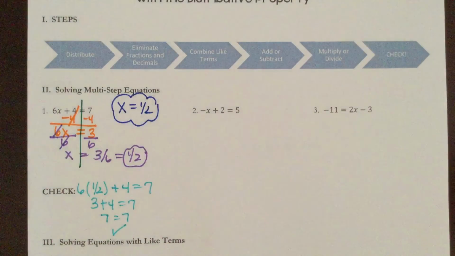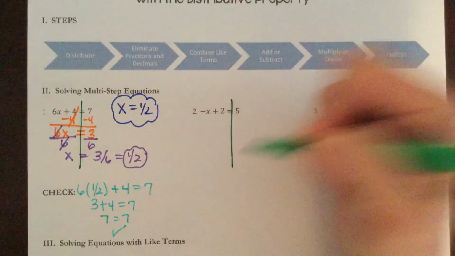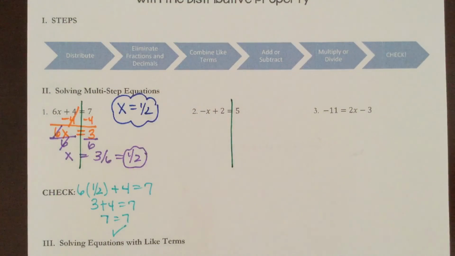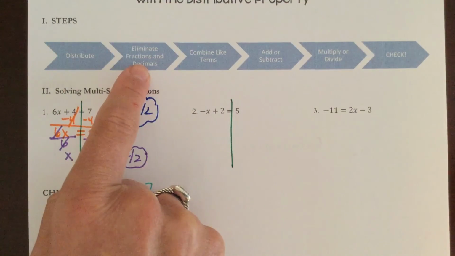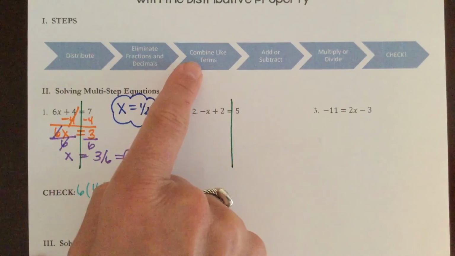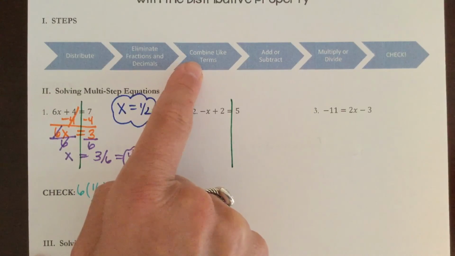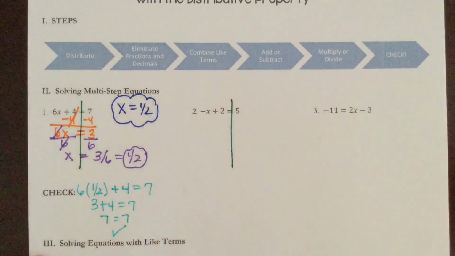to the first question. Problem number 2. I like to draw my line to separate the left-hand side from the right-hand side. There is nothing to distribute. There are no fractions or decimals to eliminate. In this problem, there are no like terms to combine. So we are going to start with adding and subtracting.